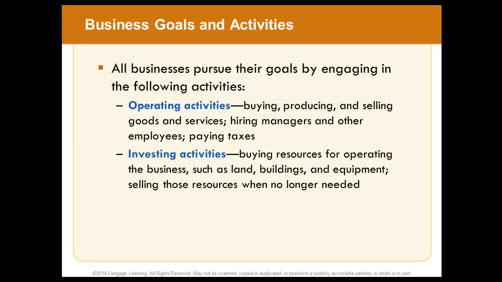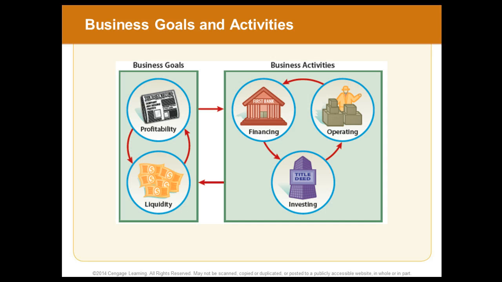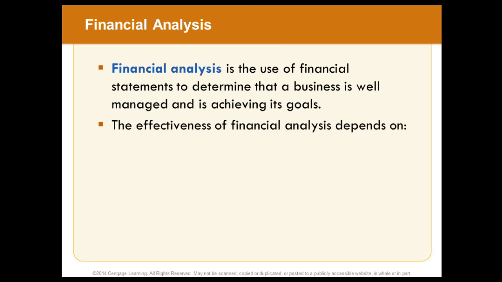Investing activities are basically resources that are purchased and sold that may or may not be related to the operating activities, but it's ways in which a company may invest. And then lastly, know the way in which you finance those activities is under a separate activity called financing activities. So I just want you to be aware there are business goals such as profitability and liquidity, and we've got three different types of activities businesses perform: financing, operating, and investing.